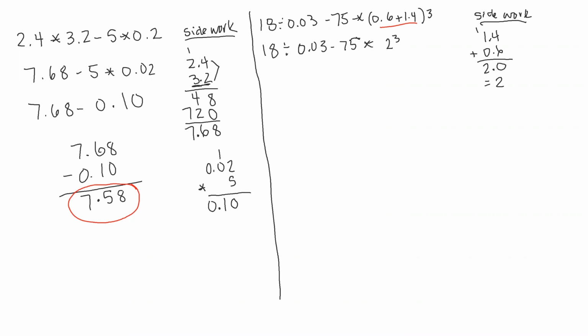Now I have 2 to the third. Well, 2 to the third is equal to 2 times 2 times 2. So 2 times 2 is 4. 4 times 2 is 8. So I've got 18 divided by 0.03 minus 7. I think that was actually 75 times 8.